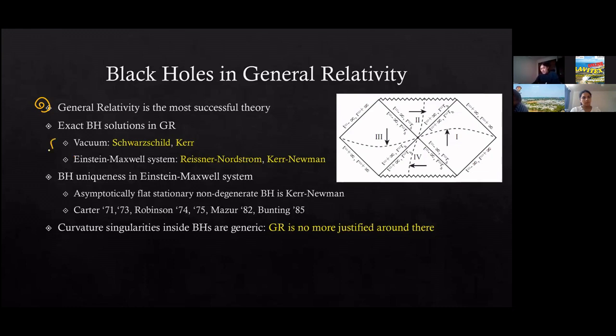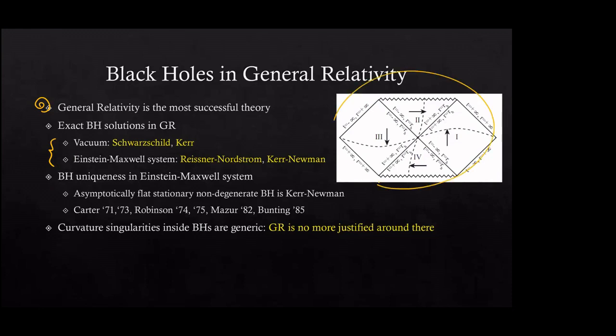And actually, in these black hole solutions, the curvature singularities inside black holes are quite generic. So this is a Penrose diagram of the Schwarzschild black hole, and here are the curvature singularities inside the event horizon. And around the curvature singularities, general relativity is no longer justified because the space-time is highly curved, and general relativity cannot describe the space-time in such regions.